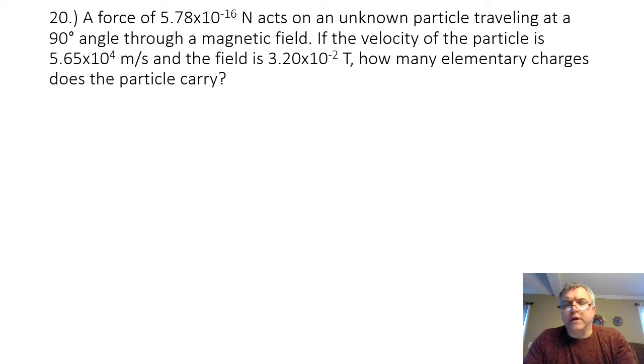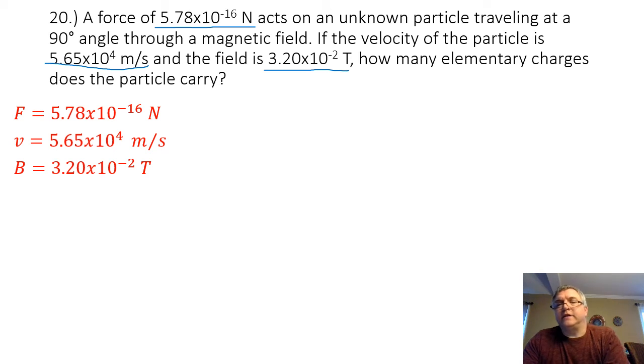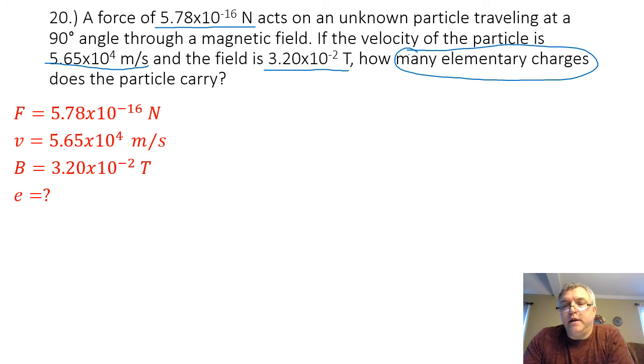Let's take a look and see what we're given in this problem. We are given the force acting on the particle, which is 5.78 times 10 to the minus 16th newtons. We are given the velocity at which the particle is traveling, 5.65 times 10 to the fourth meters per second. And we are given the strength of the magnetic field, 3.20 times 10 to the minus second Tesla. We are being asked to find the number of elementary charges that are contained within the particle.